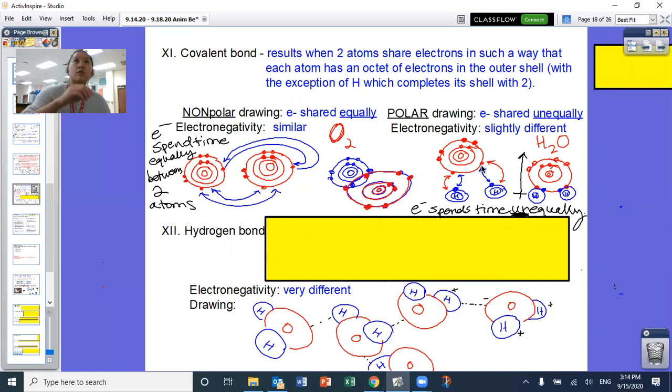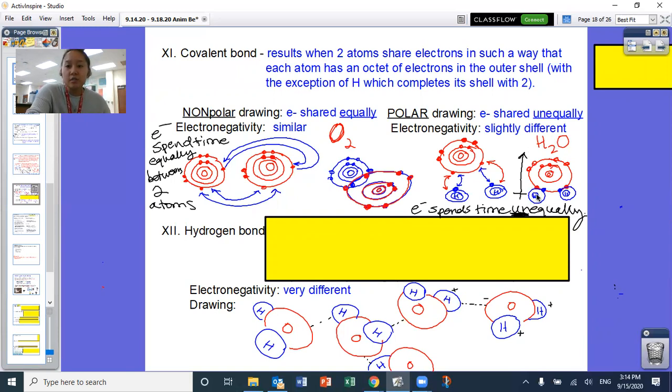So if you were going to randomly grab the electron at any time, you would probably grab it off the oxygen more often than you would grab it off the hydrogen, because it just spends more time on the oxygen because it's strongly pulled towards the oxygen. And that makes it uneven, right? So if the oxygen gets extra negative charges on it most of the time, then it's going to be kind of negative on that side.